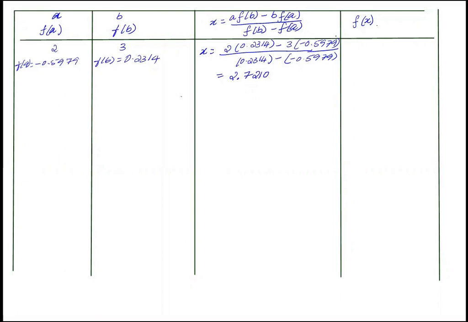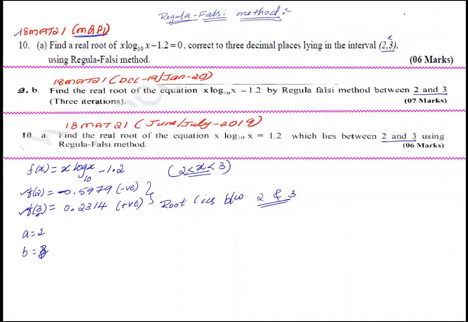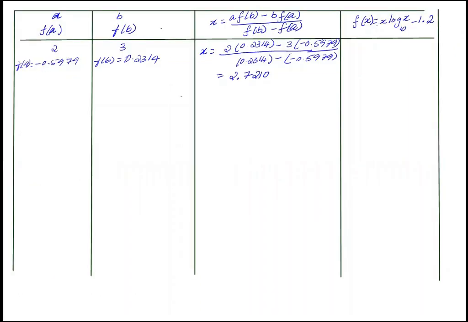Immediately find the value of f of x. Again use the calculator. The value of f of x is x into log x to the base 10 minus 1.2. So x is 2.7210 into log of 2.7210 minus 1.2. This is the value of f of x, and your answer is negative 0.0171.